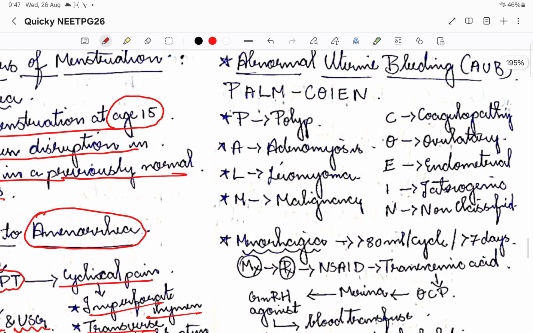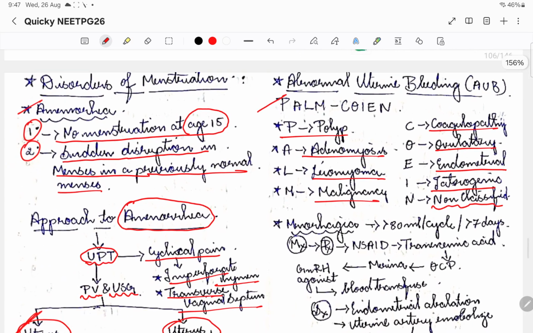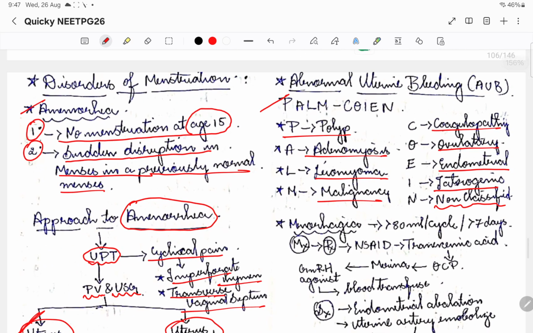Okay, so PALM-COEIN, right? Remember from our final year, PALM-COEIN: P for polyp, adenomyosis, leiomyoma, malignancy, coagulopathy, ovulatory dysfunction, endometrial dysfunction, iatrogenic and not otherwise classified. This is how you classify the abnormal uterine bleeding etiologies.